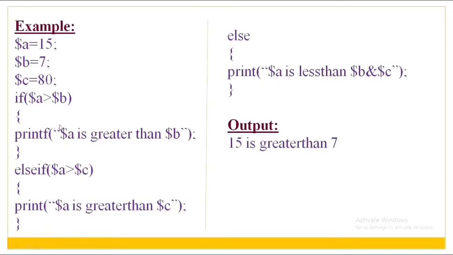Okay. There are three conditions. The first condition is true, so the if block is executed. The statement is a printf statement: a is greater than b. That means 15 is greater than 7. So 15 greater than 7 is a true condition. So the output prints "15 is greater than 7". This is the output. Okay.